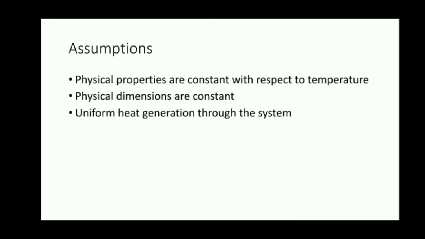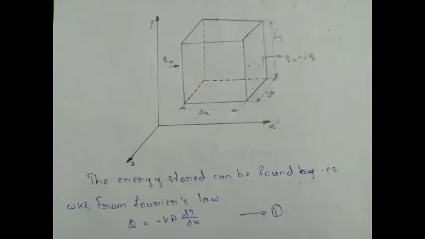Before going to the derivation, there are three assumptions. The first one is that physical properties are constant with respect to temperature, for example viscosity, density, specific heat, etc. The second one is that physical dimensions are constant. The third one is uniform heat generation throughout the system. So these are the three assumptions, and moving to the derivation.